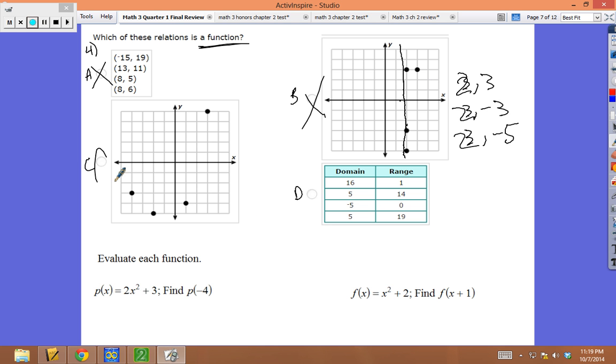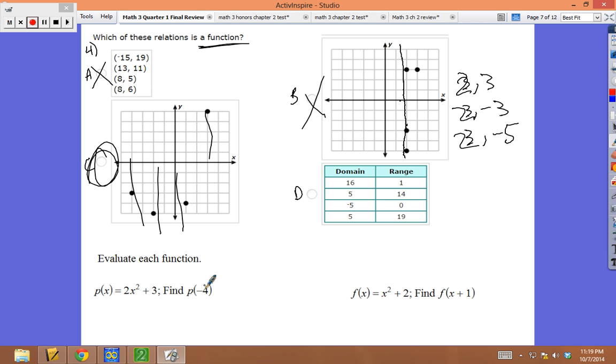C is it, because D, 5 gives you a dot on 14, and then 5 gives you a dot on 19. You cannot have two different dots on the number 5. So C is good, because a vertical line through all these dots only touches once.